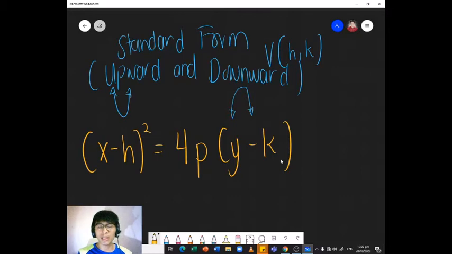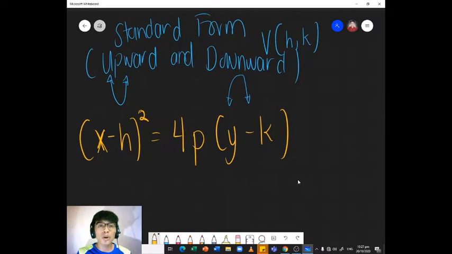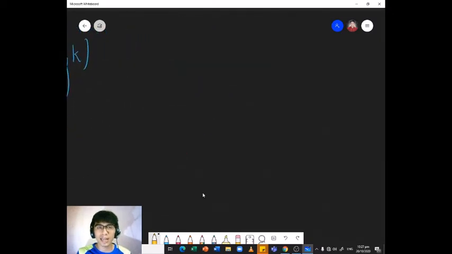How are you going to identify if the parabola is going upward or downward? As you can observe here, only the x variable is being raised to the power of 2, but the y variable is not. In short, if the x variable is being squared and y is not, automatically your parabola is either facing upward or facing downward. Am I clear on that one? So how about the parabola going sidewards? Let's try to get to know it. This is now the standard form.